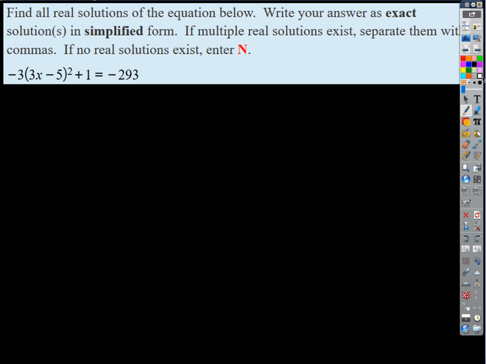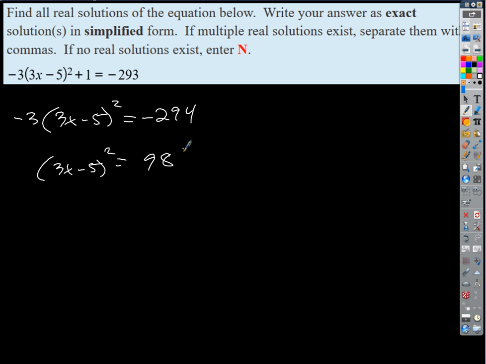So if I subtract 1, I get -3 times the quantity 3x minus 5 squared equals -294, right? If I divide by -3, I get 3x minus 5 squared equals negative divided by negative is positive, and that's going to give me 98. Okay? Now what? Now you have to square root it. So I'm going to get 3x minus 5 equals plus or minus. Good.